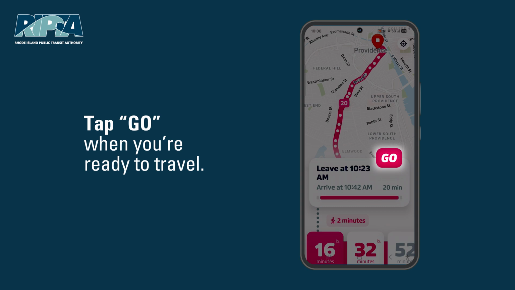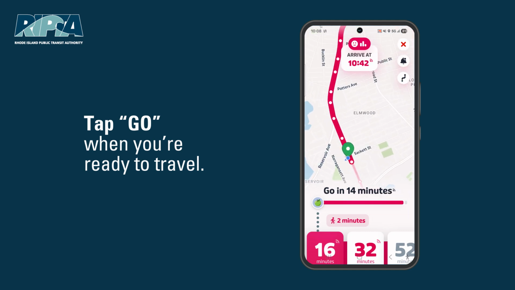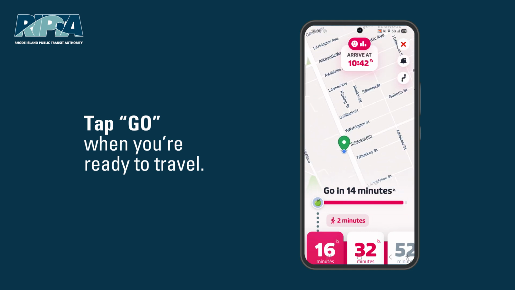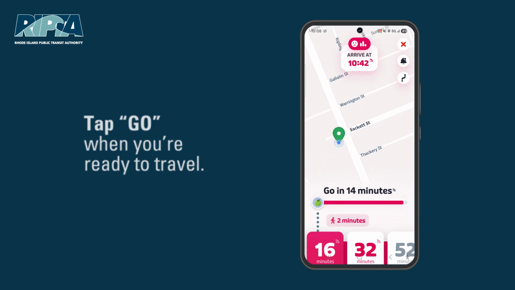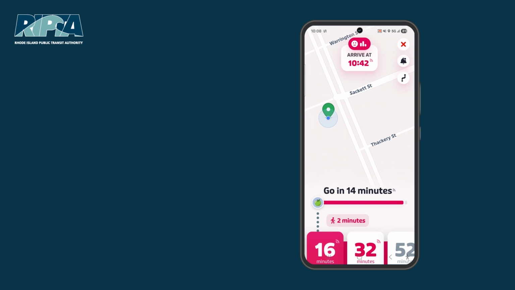Text on the left reads, "Tap Go when you're ready to travel." The red Go button is highlighted and tapped. The map takes up more screen space as it switches over to a view of the live trip in progress. The user's position is labeled with a green pin, and a walking path drawn with a dashed line leads away from it to the nearest bus stop.